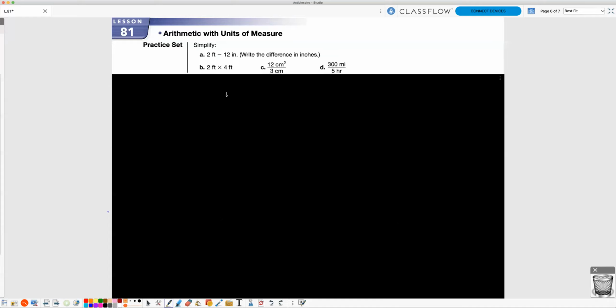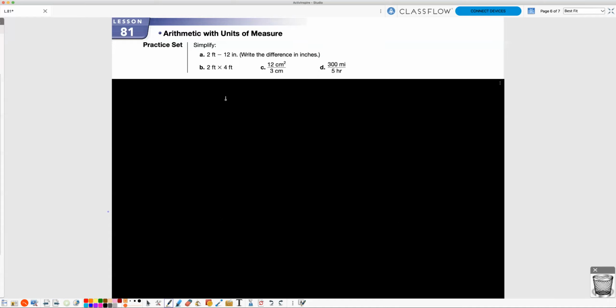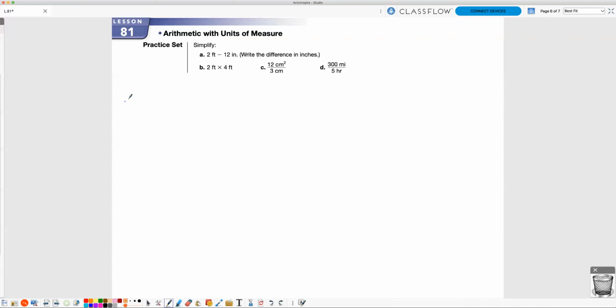All right, let's try some of these. So simplify 2 feet minus 12 inches. Write the answer or the difference in inches. So for letter A, I want to convert that 2 feet into inches. So I need 24 inches. I know that that's what 2 feet represents, minus 12 inches. And I know what that is. 24 minus 12 is 12. And the answer has to be written in inches as it asks. 12 inches would be the final answer.